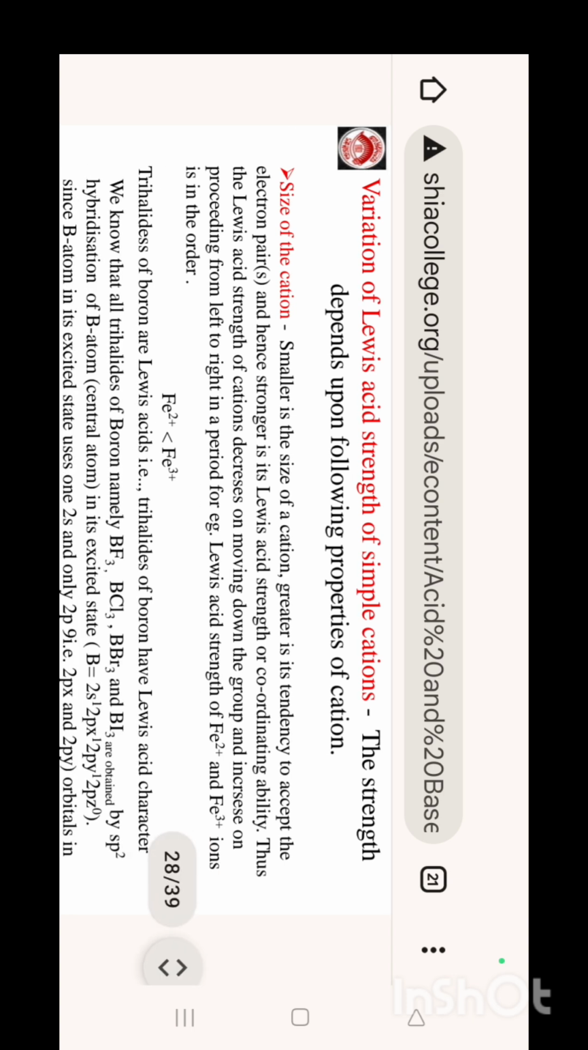Elements which have the sextet ns2 np4 configuration of electrons in the valence shell also act as Lewis acids. Variation of Lewis acid strength of simple cations. The strength depends upon the following properties. Size of the cation: the smaller the size of the cation, the greater its tendency to accept electrons, and hence the stronger the Lewis acid strength or coordinating ability. Thus, the Lewis acid strength of cations decreases on moving down the group and increases on proceeding from left to right in a period.